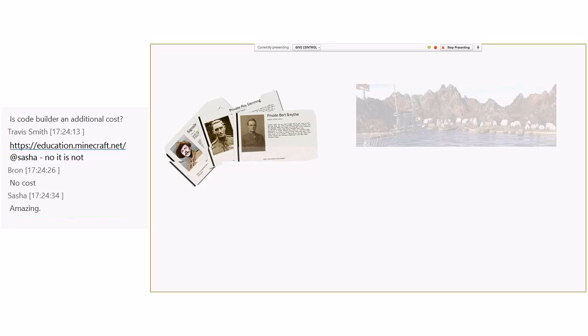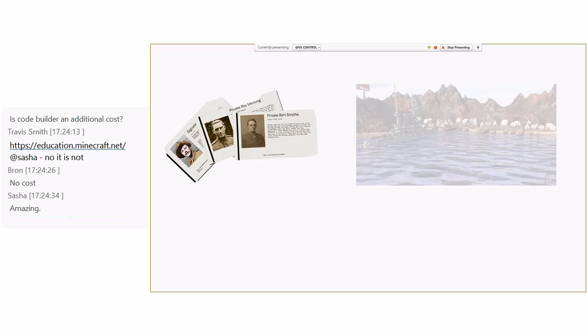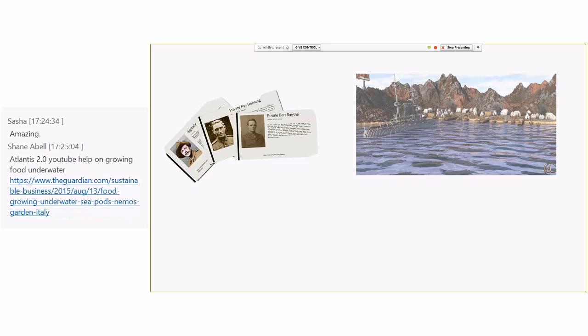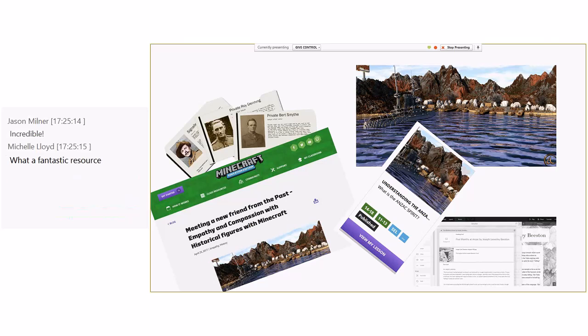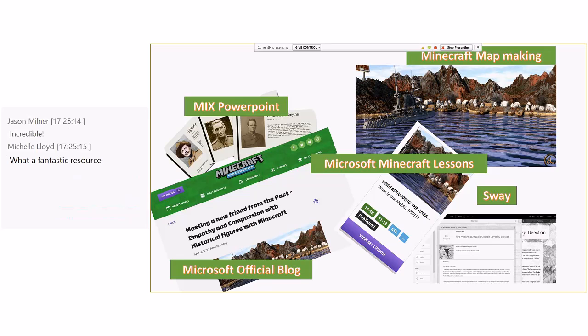Now, with this particular resource, I've been able to use a whole lot of multimodal tools. I've used Sway, the Microsoft official blog has this, the Minecraft official blog has this. I've used mixed reality and PowerPoint, all these resources together to allow the kids to really enrich their learning about Anzac and actually become part of it.